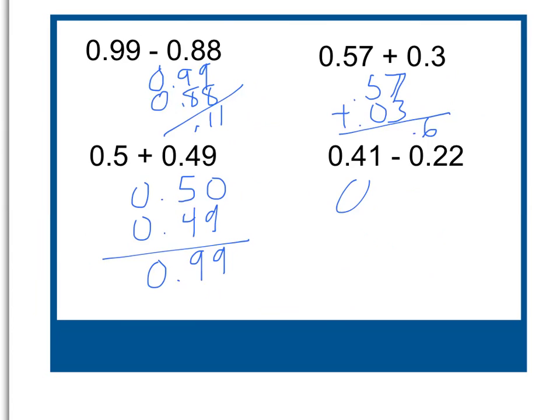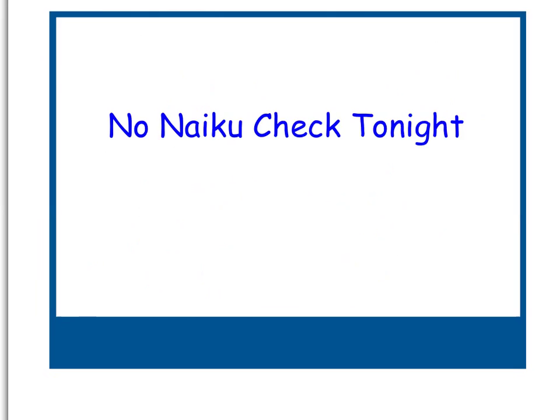And lastly, 41 hundredths, take away 22 hundredths. I need to borrow, and that's 19 hundredths. You do not have a check tonight. Hopefully you are done filling out your Cornell notes, and have a good night.